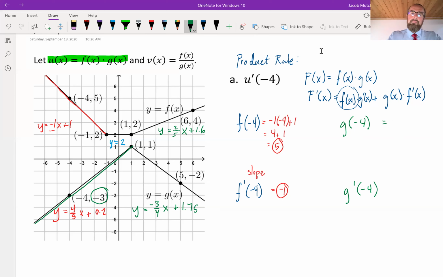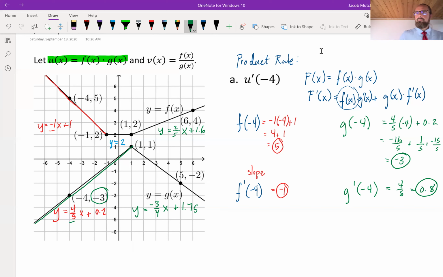I can confirm by plugging it into my equation. So it's 4/5 times negative 4 plus 0.2, which is going to be negative 16 over 5, plus, if I reconvert to a fraction, 1 over 5. So that's negative 15 over 5, which is negative 3. All right. And then again, what's the derivative of g at negative 4? Well, that's that slope 4 over 5, which has the value of 0.8.